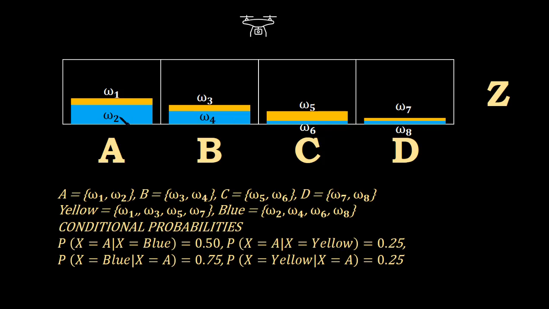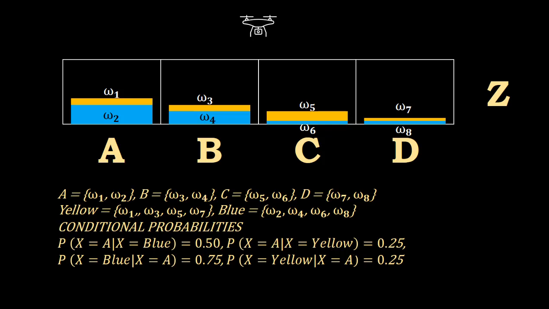You can see it also graphically. If you stack omega 6 onto omega 4 and omega 8 on top of omega 6, then you will have the same size. So that means that omega 2 is 50%. So when we know that the drone landed in blue, there is a 50% chance, or 0.5 chance, that it landed in A.